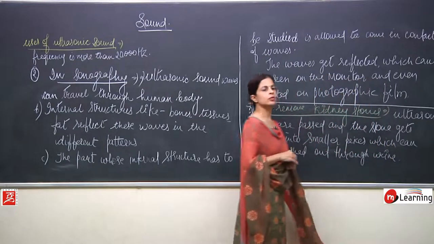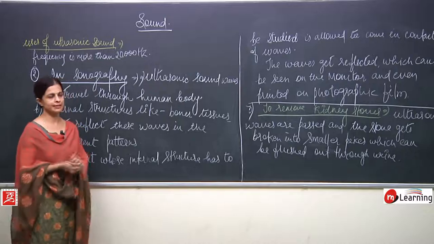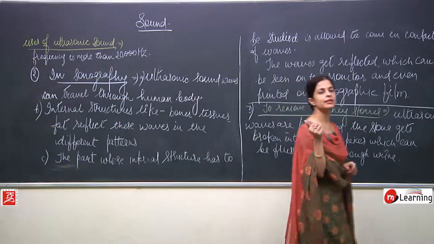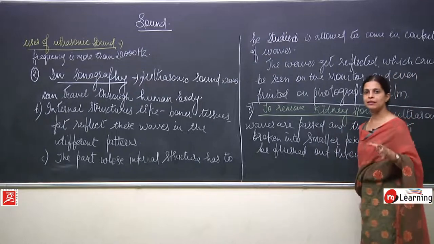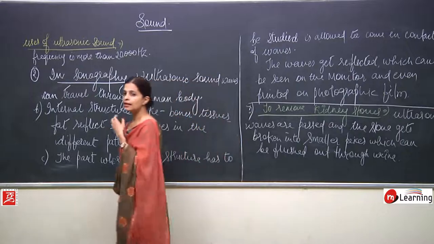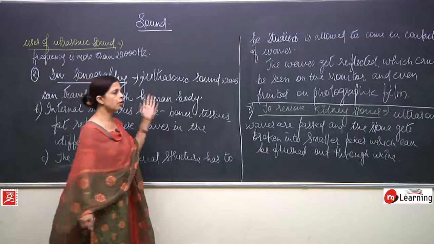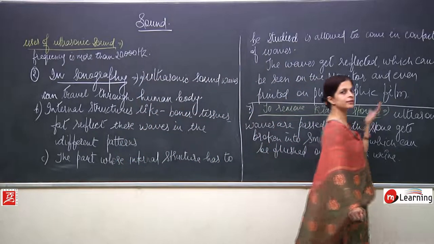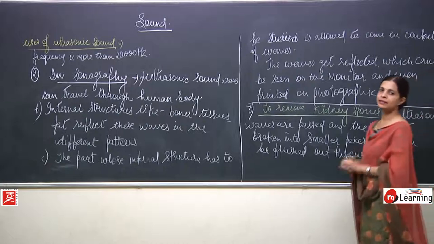Okay, so this was our third application of ultrasonic sound. What is ultrasonic sound? A sound whose frequency is more than 20,000 hertz. The first application was to find the faults in metal. The second application is for sonography, to understand the structure of different organs, and to find the position and condition of the fetus. The next one is to remove the kidney stone.